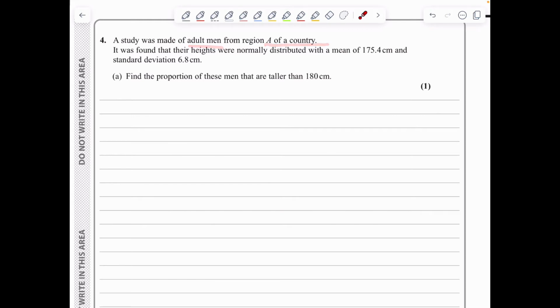In question 4, we've got a study made of adult men from a region A of a country. We found their heights to be normally distributed with a mean of 175.4 centimeters and a standard deviation of 6.8 centimeters. And we need to find the proportion of these men that are taller than 180 centimeters. Well, let me start by defining my random variable x to be the height. And we have been told that x follows normal with mean 175.4 and a standard deviation of 6.8, so the variance is 6.8 squared.